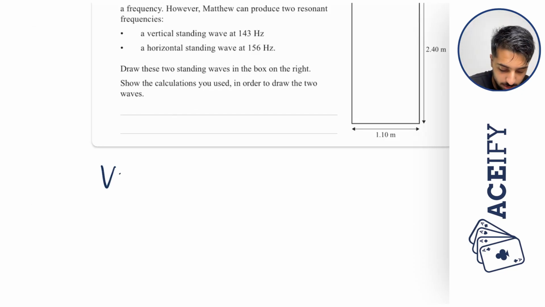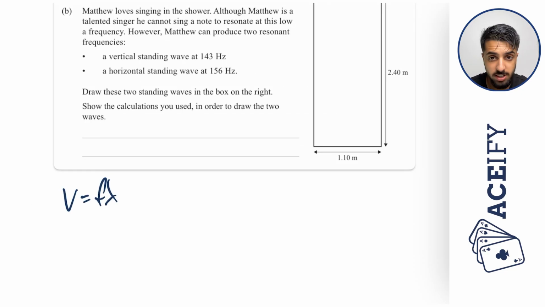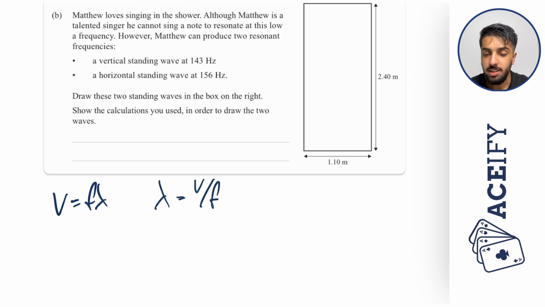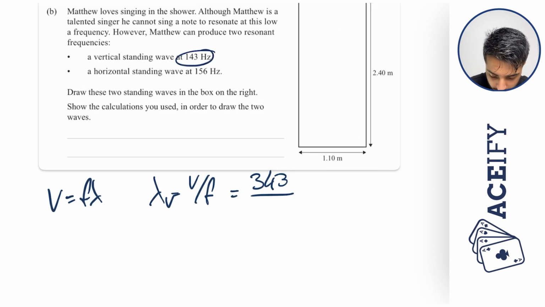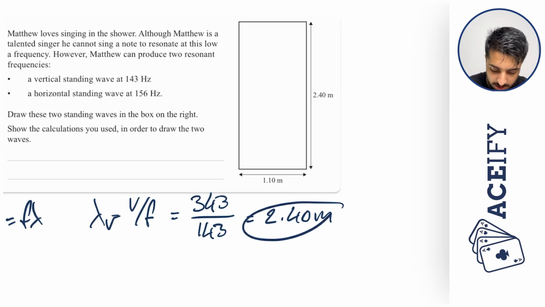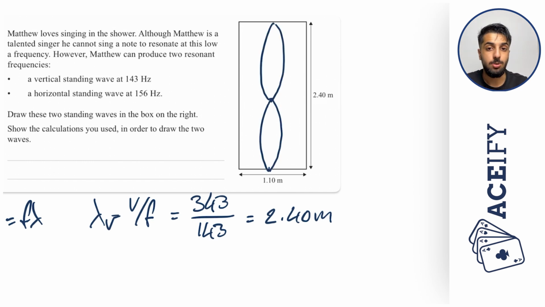Again, we know V is equal to F lambda. What we want to do is find the wavelength of these 2 waves. And so we can get lambda is equal to V over F. Now again, we know that the speed of sound in air, in this case, is 343. Let's calculate the vertical one first, so that has a frequency of 143, and that's equal to 2.4 meters. And so what this tells us is that 1 wavelength can fit in the entire vertical space. So 1 whole wavelength can fit in that vertical space.